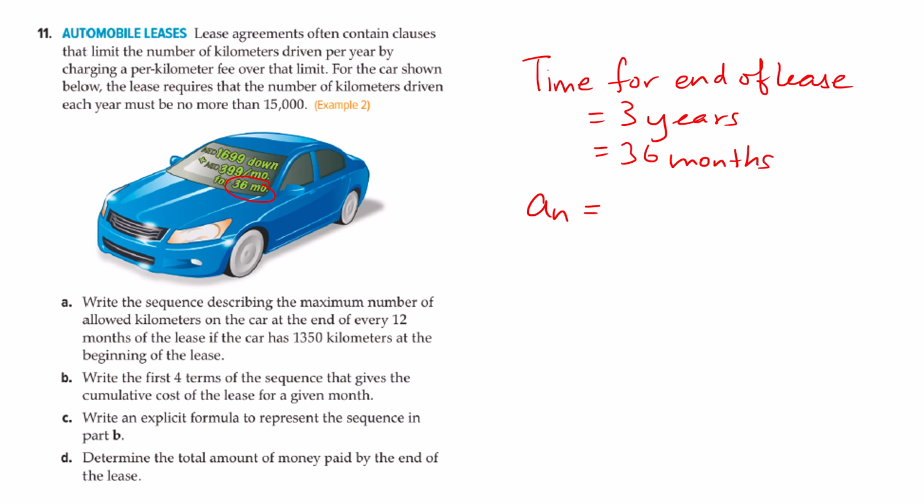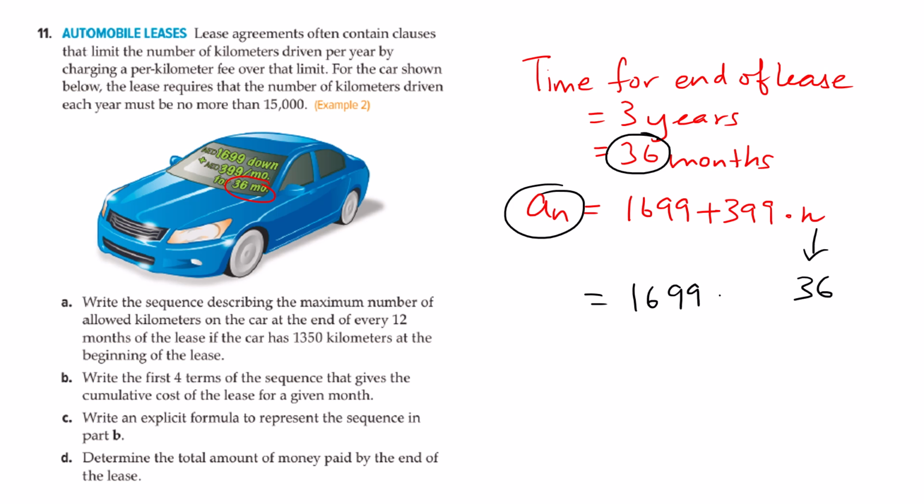We got an equal to 1699 plus 399 into n. N is what? N is the number of months. So how many months I'm taking the car? I'm taking it for 36 months. So can I replace n with 36? Will I get my total cost? Yes, because an is representing the explicit formula to represent the total amount of money paid by the end of the lease. So let's put this value, 399 multiplied by 36.